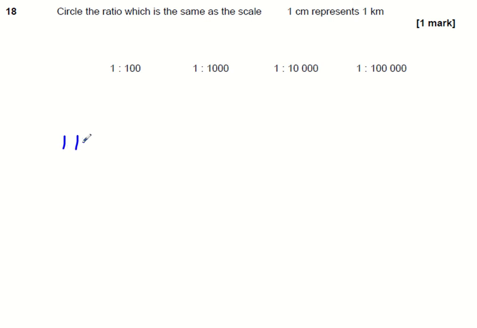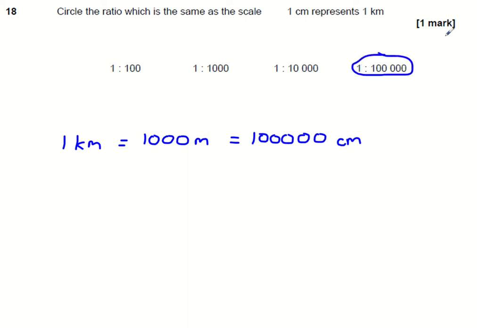So 1 kilometre, first of all, needs to go into metres. Okay, there are 1000 metres in that 1 kilometre. Now every metre is made up of 100 centimetres, which means that 1000 metres I need to multiply by 100. So 1000 needs to be multiplied by 100 to turn it into centimetres. So 1 centimetre represents 1 kilometre, means it's 1 centimetre to 100,000 centimetres. So there's the ratio.